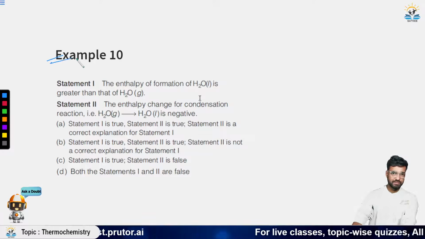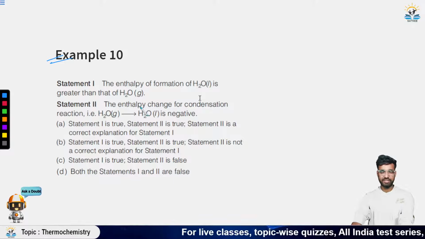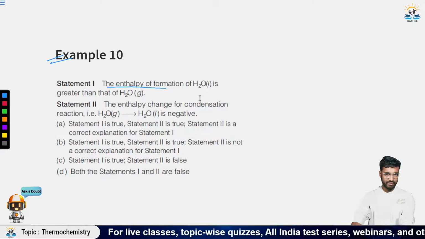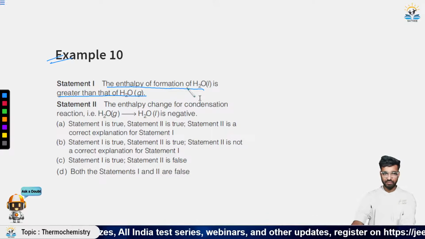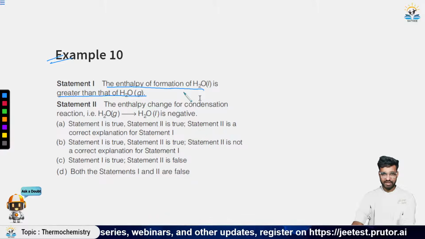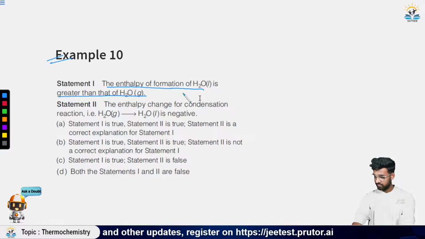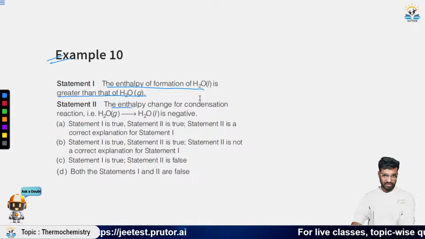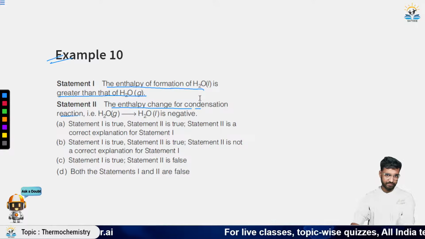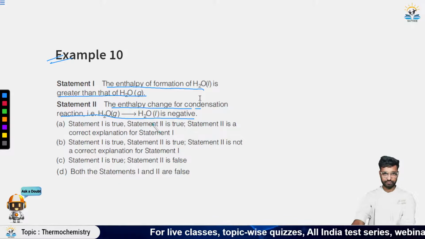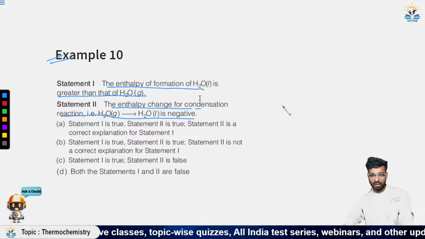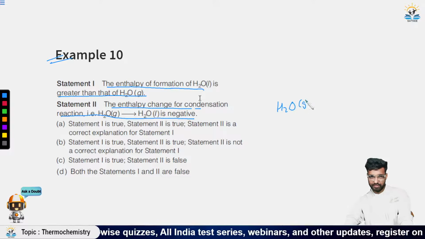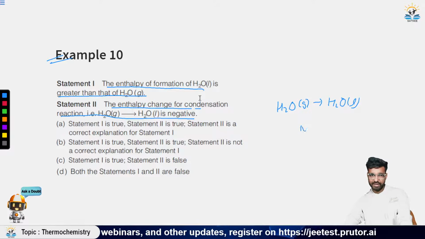Now this is the last one. So we have two statements. It is a statement and assertion type question. The enthalpy of formation of H2O liquid is greater than that of H2O gaseous. It says that the energy involved in making H2O liquid is greater than H2O gas, and the enthalpy change of condensation is negative. Means as we are going from H2O gas to H2O liquid, we are getting a negative sign.